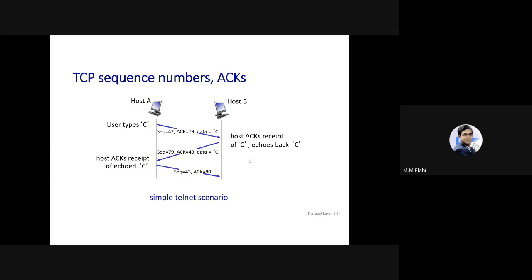But for example, let me change the example. For example, in the first segment, sequence number is 42 and data is not only a single character. Data is, for example, 10 bytes. Can you get my point? Sequence number is 42. Now assume data is 10 bytes. What will be the acknowledgement number sent by host B? You can use your paper pencil, okay? Draw the diagram.